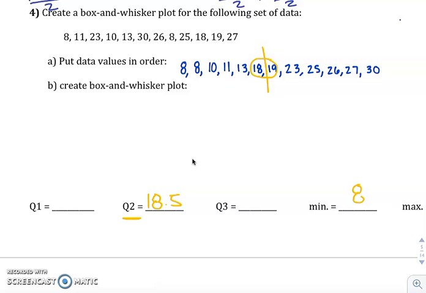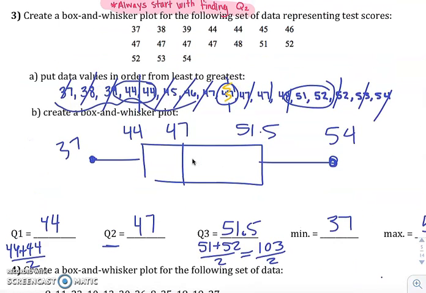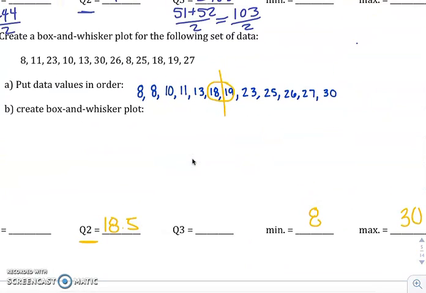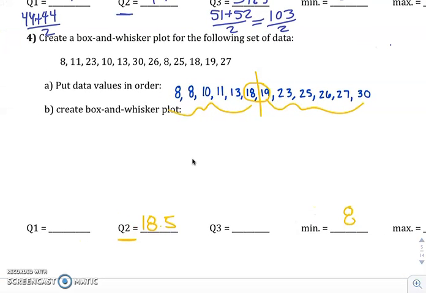So what happens when there's an even number of data values? It's a little different. Before, we just excluded that number and then found the median of the upper and lower half. When the Q2 splits in between, the 19 will be included in the upper half and the 18 will be included in the lower half. But then you just go about finding the median again. So median of 10 and 11. 10 plus 11 divided by 2. What's in the middle? 10 and a half.